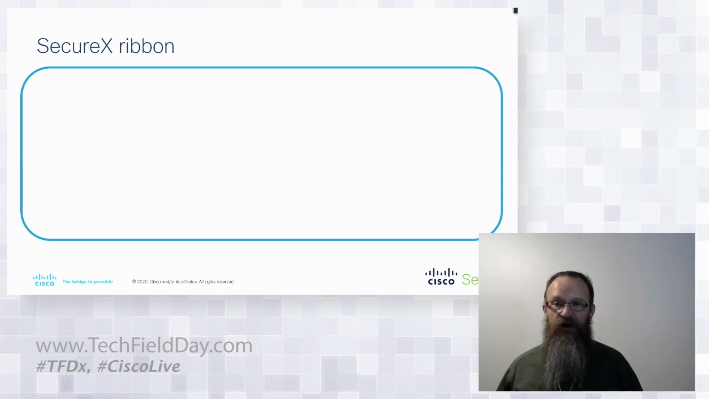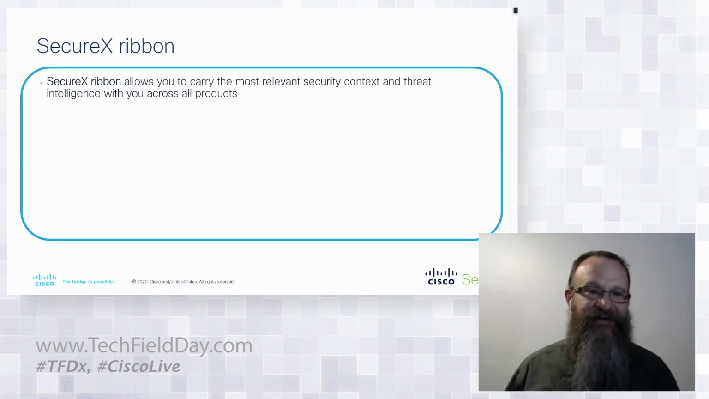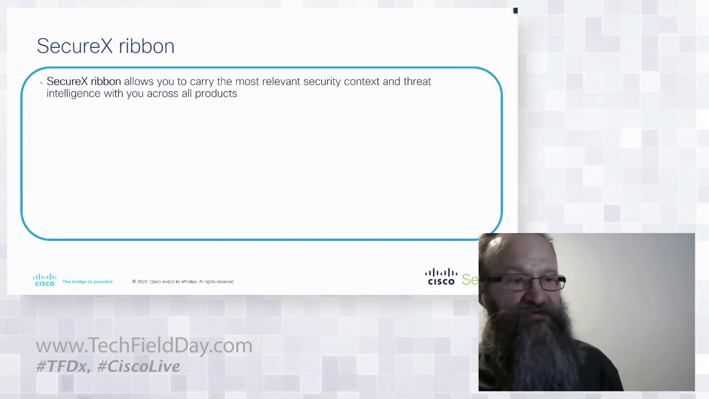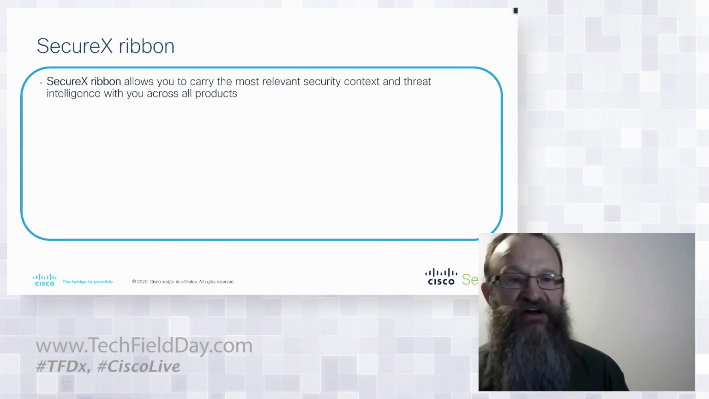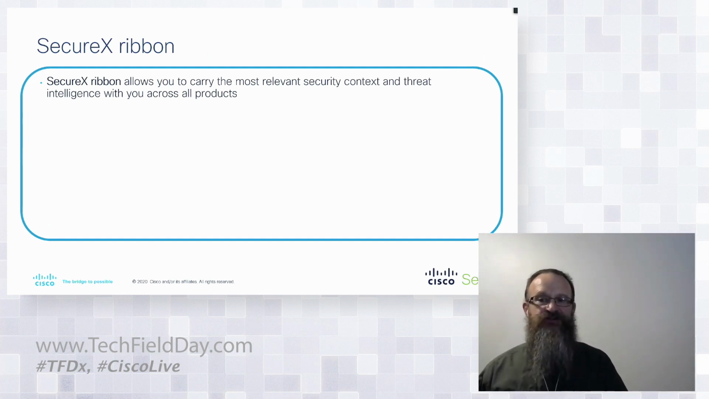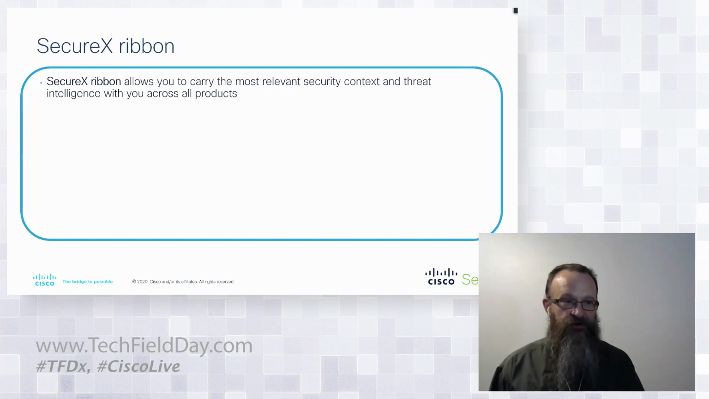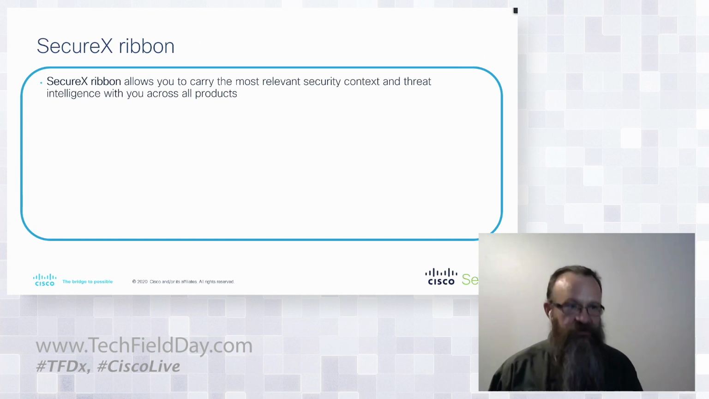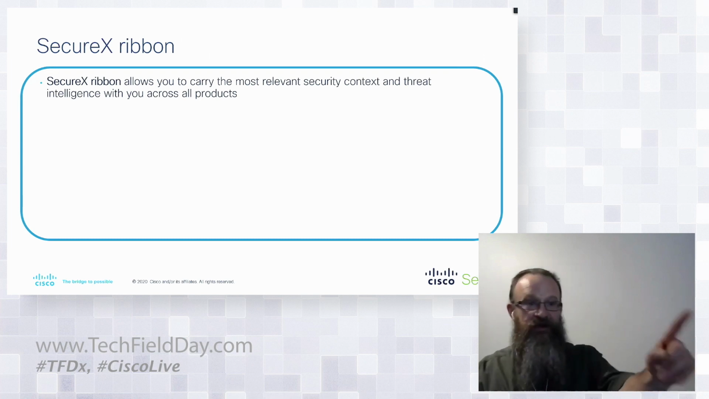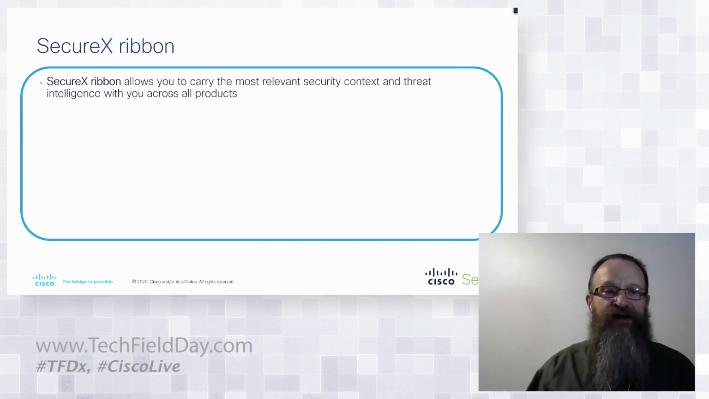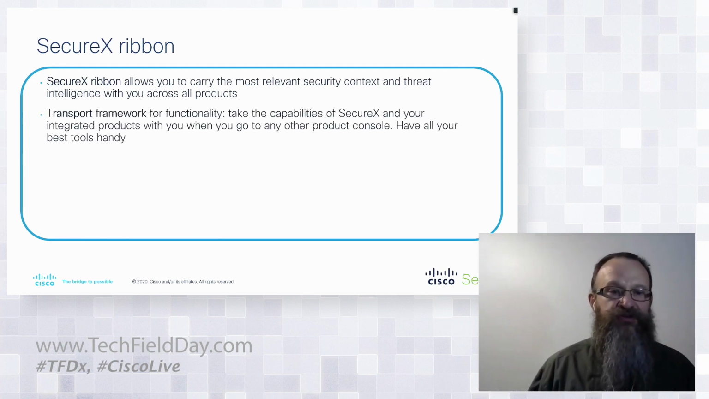So what's the ribbon all about? It allows you to carry context, threat intelligence, and capabilities with you across all products. One of the design philosophies of all of this is that it shouldn't matter what product you're looking at when you need to do a thing. If it's a common task that we can reasonably expect you might want to be able to do from here, even if you're not looking at the product that does it, we want you to have that capability without you having to go to some whole other user interface and log in again, remember different credentials, and navigate around until you find it. Like, we want you to have your best tools with you all the time.